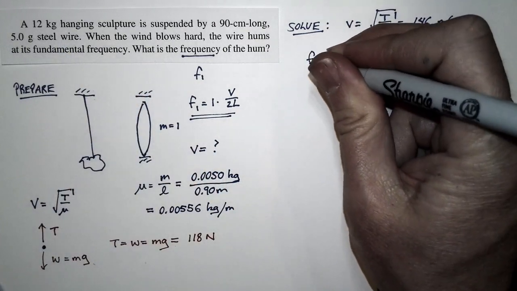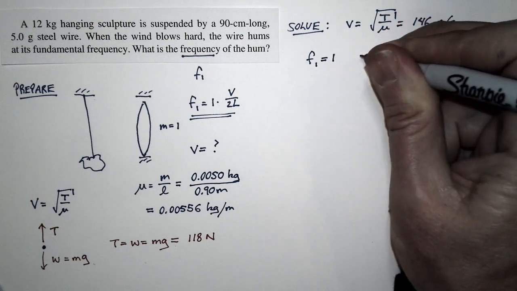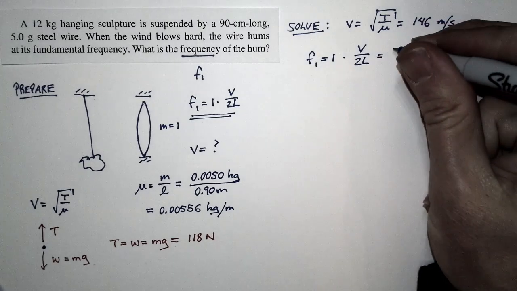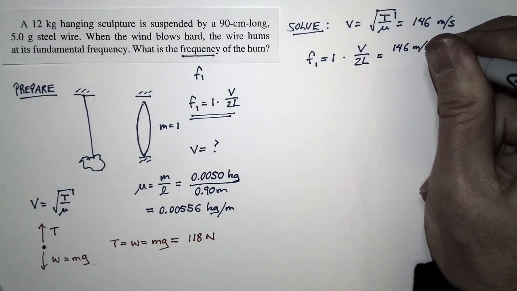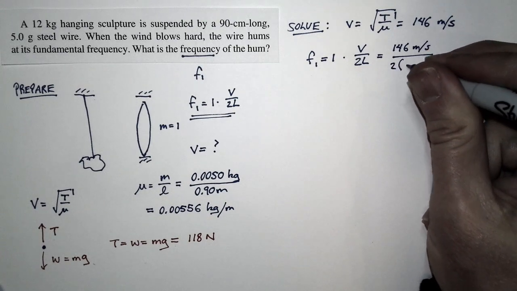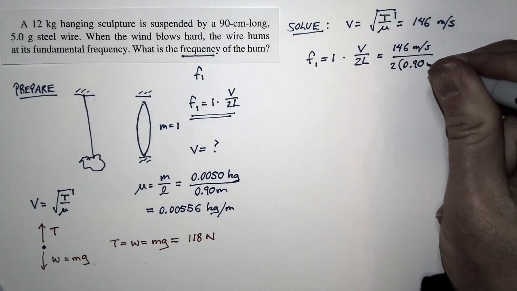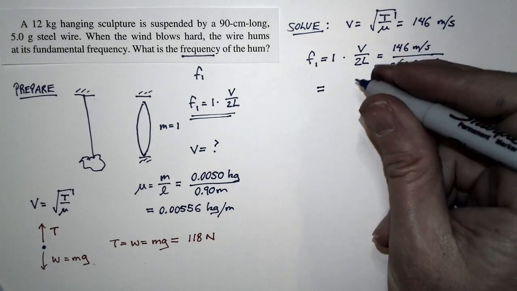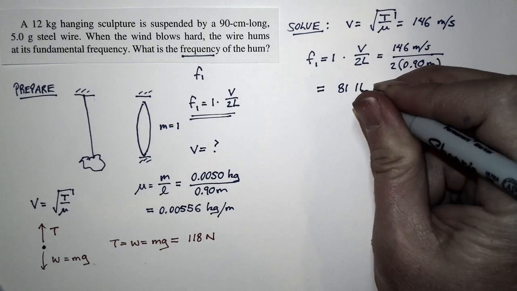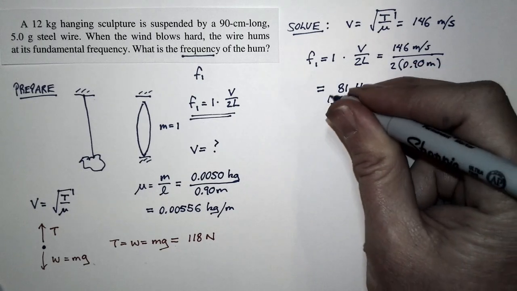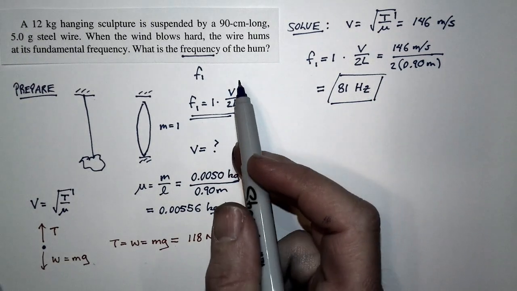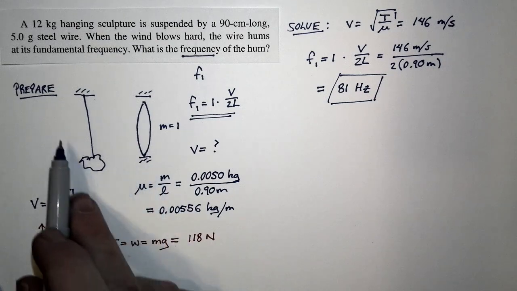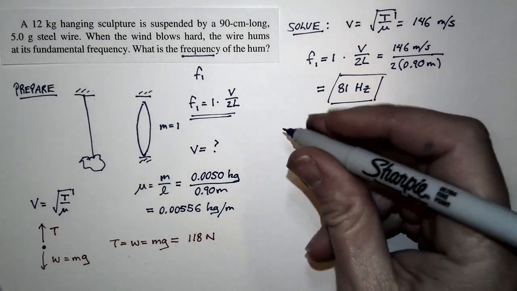The frequency of the lowest standing wave mode is just equal to 1 times V over 2L. V is equal to 146 meters per second. L is the length of the wire, 90 centimeters, 0.90 meters, and so I end up with the frequency of this particular mode of 81 hertz. So this is just a classic standing wave on a stretched cable, on a stretched wire, on a stretched string problem, kind of in disguise.